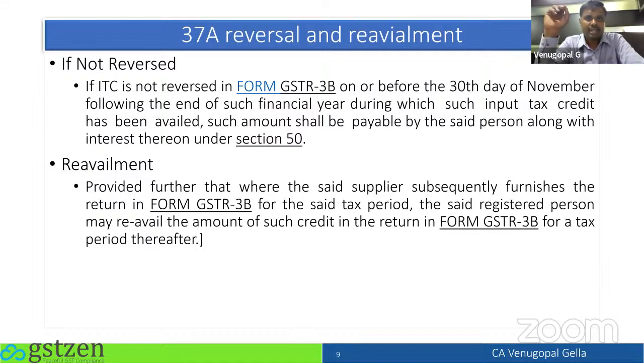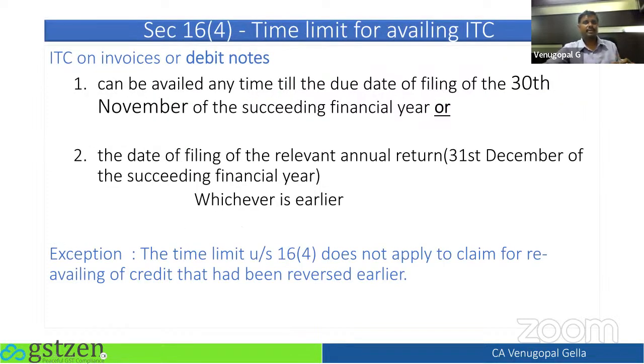Let's say the supplier has filed his 3B maybe 10 months later. Can I avail it after 10 months? Answer is yes. You reverse, let's say on 30th November, and 10 months later, in July of the next year, you can still avail. The 16/4 time limit will not be applicable in this situation. And the next thing one has to be looking at is the 16/4 time limit.